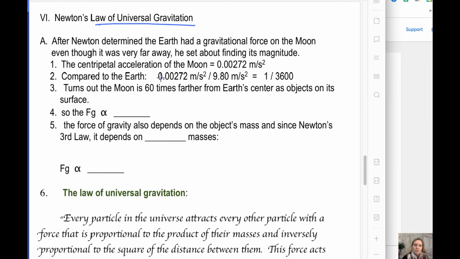So he came up with this idea of gravity, realized the moon is being pulled as well due to gravity, even though it was really far away. And he wanted to figure out, how much force is this? What determines this gravity? And so what he did is he calculated the centripetal acceleration of the moon. And we've already done that for the Earth. Remember when we did that? We can do that because we can do v squared over r, remember?